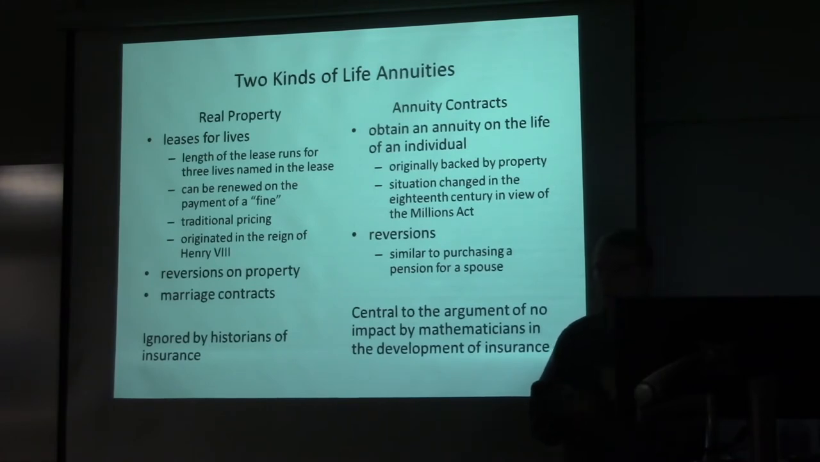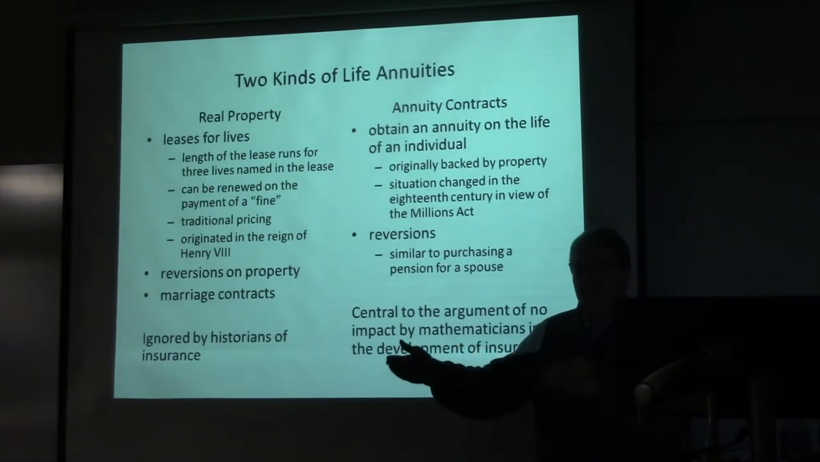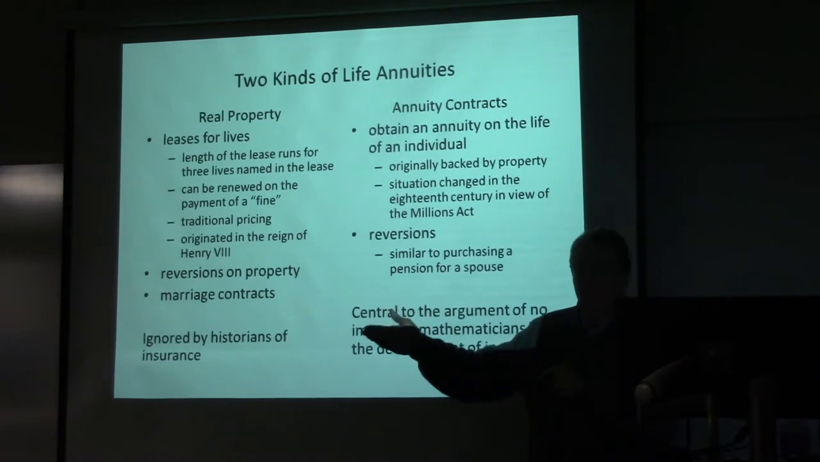If you had three people on the lease and one person died, you could renew the lease by adding a third person and paying a fine. And the fine, they had a specific way of dealing with before they figured out anything about life contingent calculations. So it's traditional pricing, and started in the reign of Henry VIII. A lease on three lives was the equivalent of a 21-year lease. So that if one person died, you would replace it with another person, which meant you were adding another 7 years to the lease. So you had a lease now that had run for 14 years, you're adding on another 7 years. So the fine is the present value of the last 7 years' payment that you're adding on.